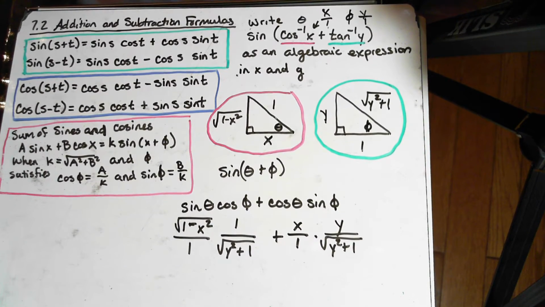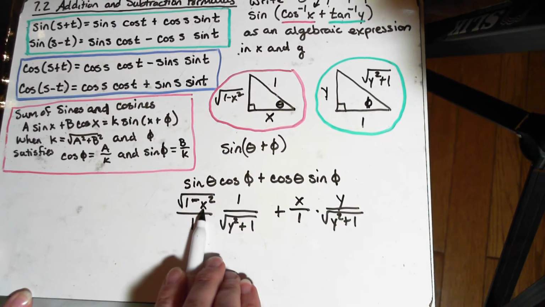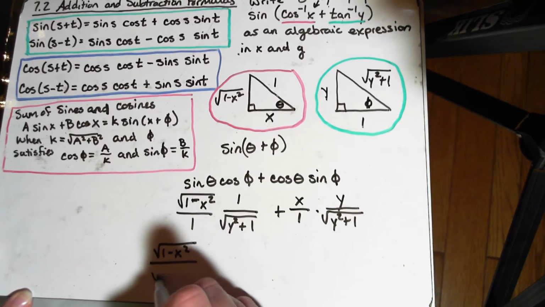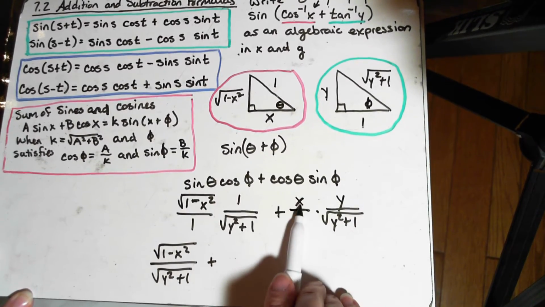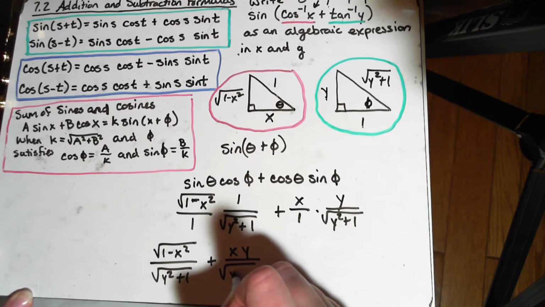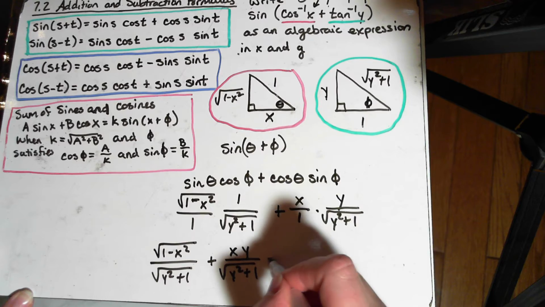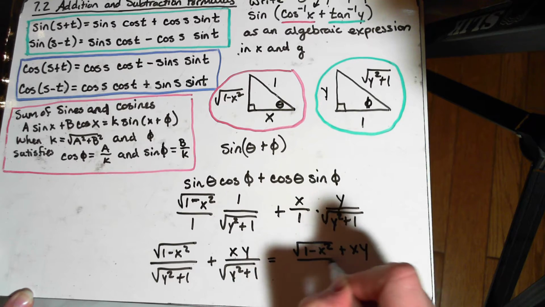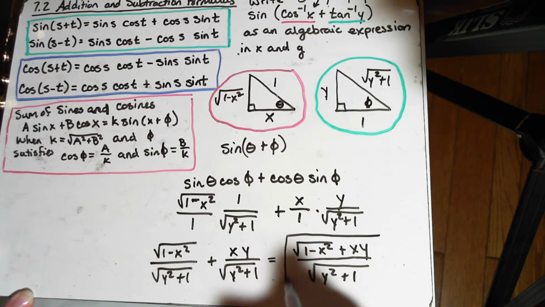Now we're just going to multiply these fractions together. So when I multiply this together, I'm just going to get this square root over this denominator, and then plus xy over this denominator. Now these do have common denominators, so I can simply add these together to get the square root of 1 minus x squared plus xy over that denominator. And that is my answer for this one.